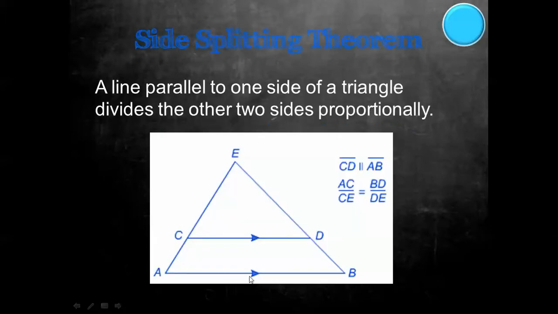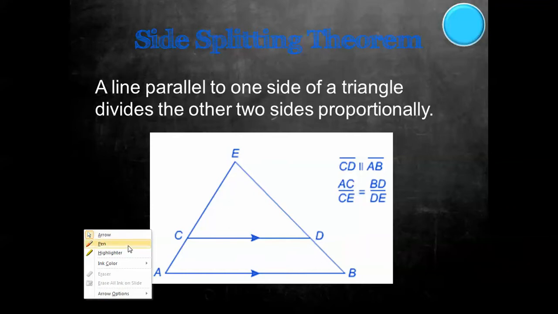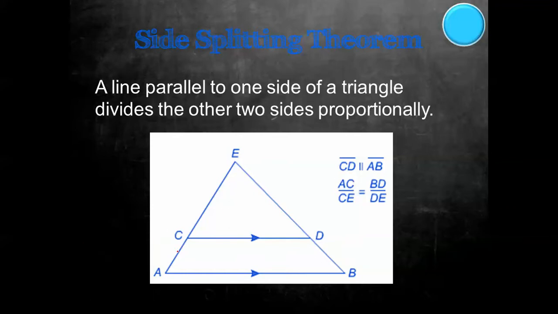In this video, we're going to cover the first part of side-splitting theorem. Side-splitting theorem says that a line parallel to one side of a triangle divides the other two sides proportionally. So what that means is that if you have a line that's parallel, so here line CD is parallel to line AB, then we can say that the length of AC divided by the length of CE equals the length of BD divided by the length of DE.